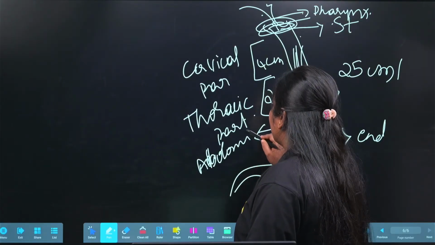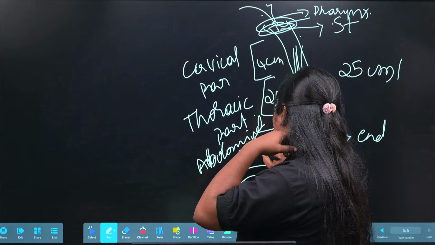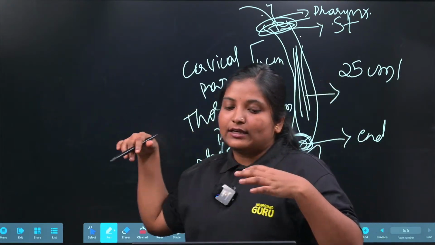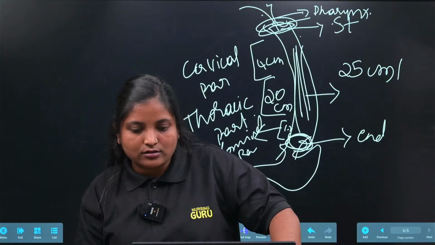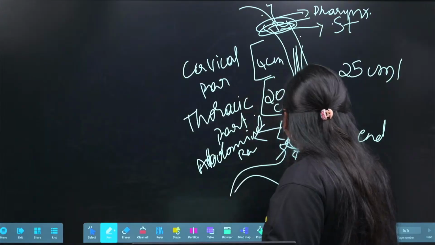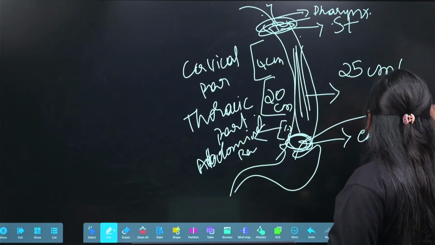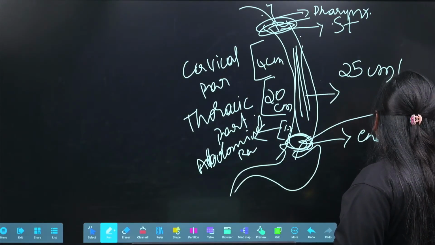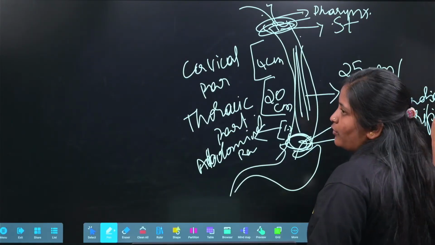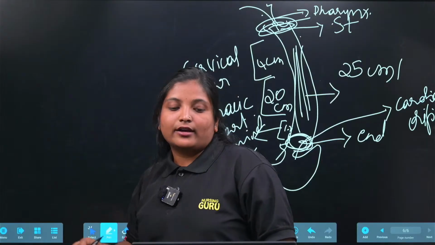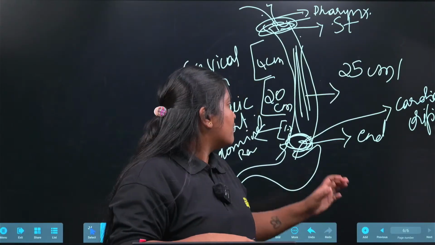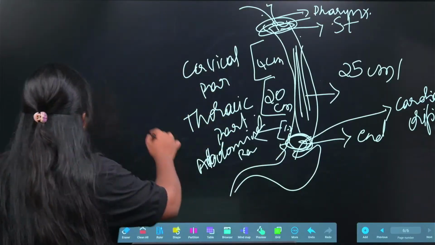Abdominal part, which is about 1 to 2 centimeters. So totally it is 25 centimeters. And here we have a cardiac orifice. Orifice means opening. So this is all about the structure of the esophagus. Once again I will draw.